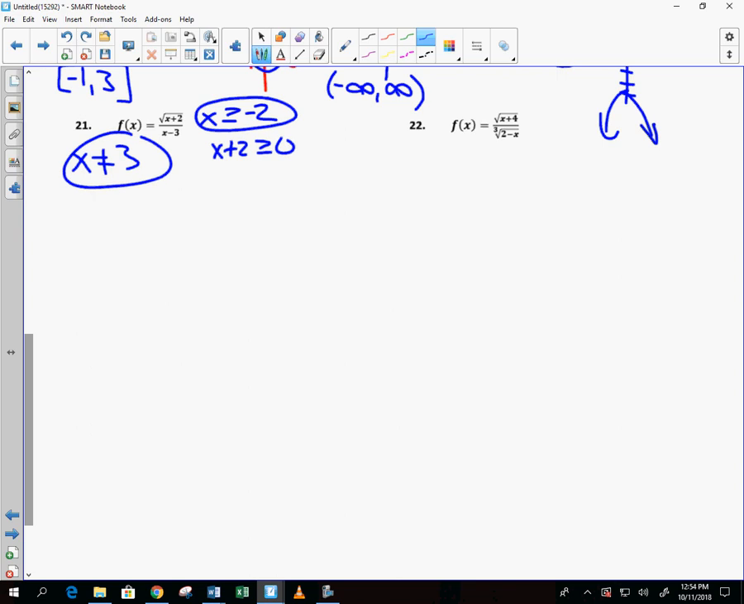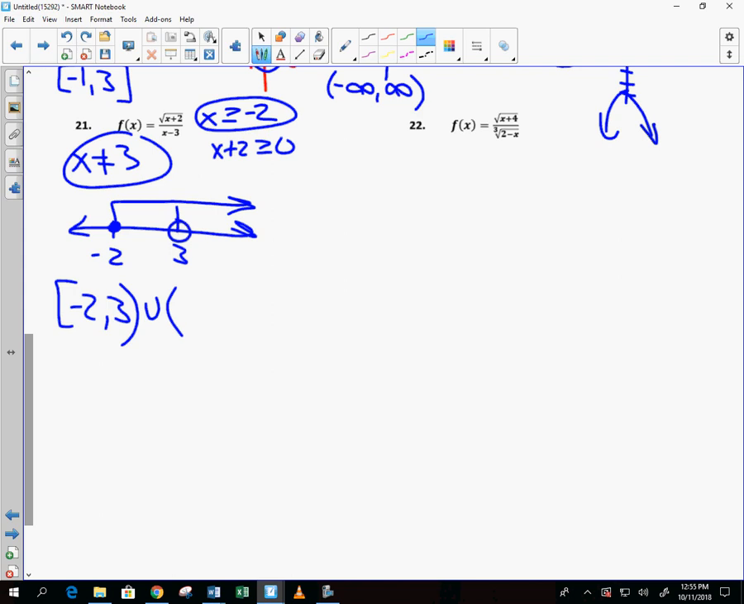So I've got these two things happening, right? Those things are actually in conflict with each other, aren't they? I mean, if you graph x is greater than or equal to -2, does it cross over 3? So we got to eliminate 3 from that solution set. So we go -2 to 3, parenthesis, union, parenthesis, 3 to infinity. That's tricky.